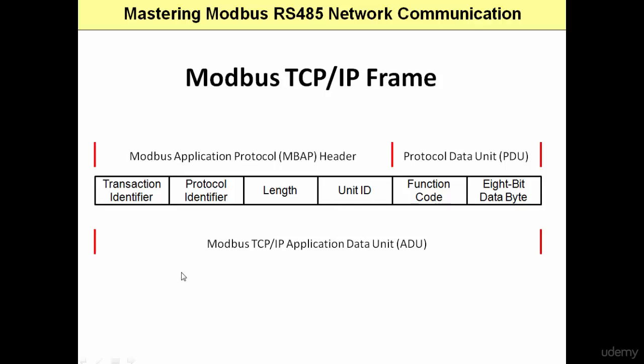All right, now let's look at the various sizes of the parts of this data frame here. The transaction identifier is 2 bytes, the protocol identifier 2 bytes, the length field is 2 bytes, the unit ID is 1 byte, the function code, of course, is 1 byte because the function code is 1 byte in the standard Modbus data frame. And of course, the data byte area could be like 4 bytes or 8 bytes or 6, any amount of bytes really, up to a limit, especially in the response frame when it's returning data. It depends on how much data was asked for.